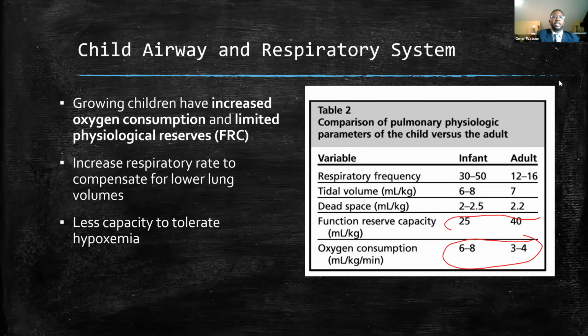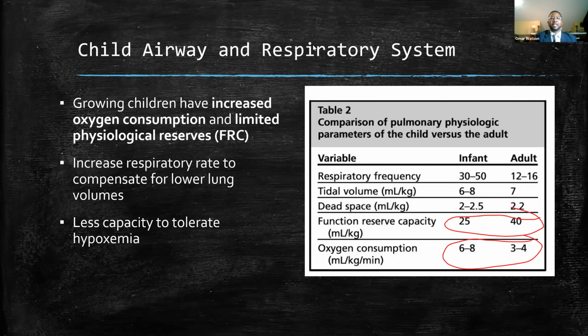So a little physiology here. Growing children have increased oxygen consumption, but limited physiological reserves. There's increased respiratory rate to compensate for lower lung volumes and less capacity to tolerate hypoxemia.